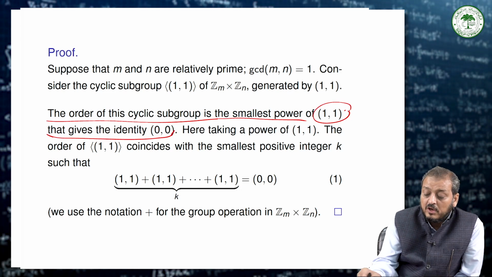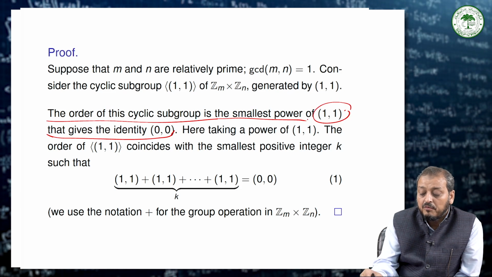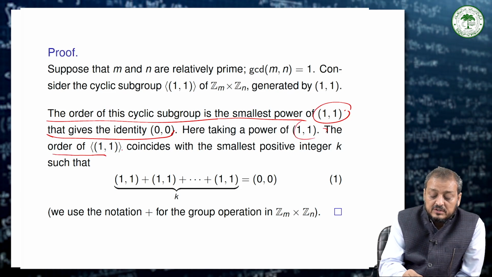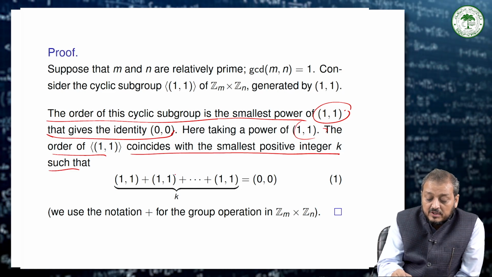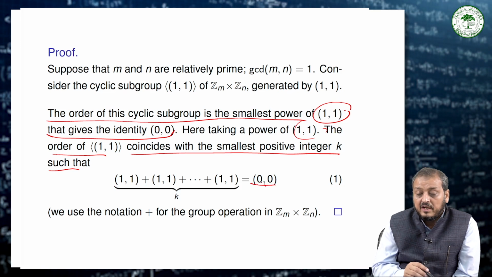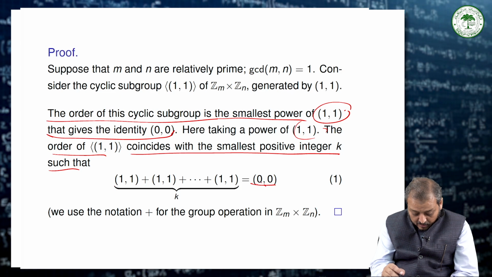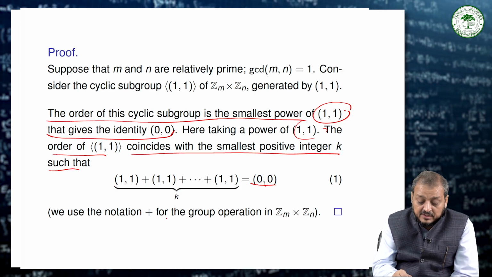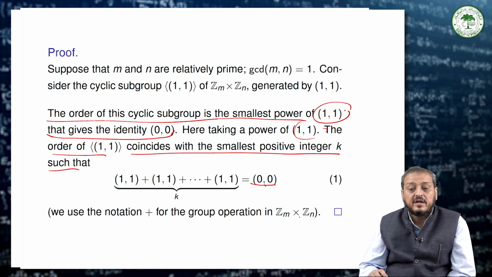So the smallest power giving the identity element: we take powers of (1, 1), and the order of this element coincides with the smallest positive integer k such that (1, 1) plus (1, 1) plus ... k times is equal to the identity element (0, 0). Now we use additive notation for the group operation in Zm × Zn.